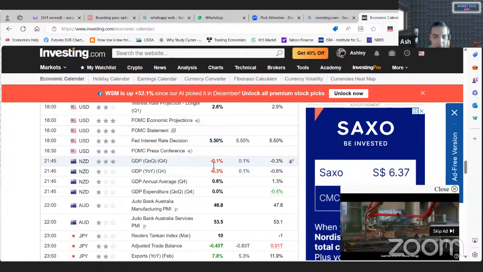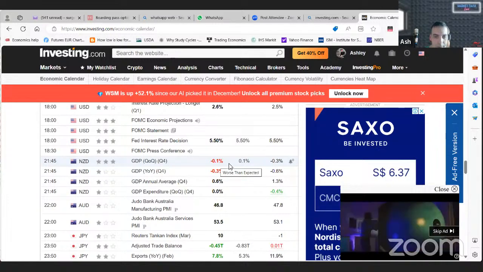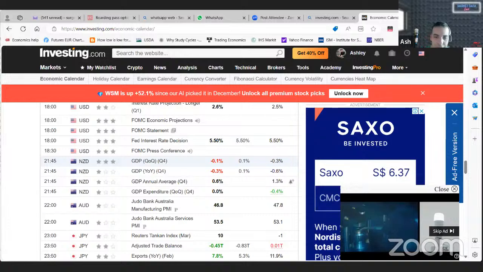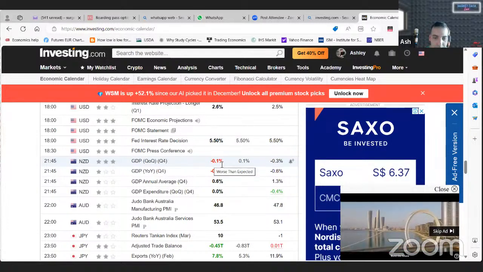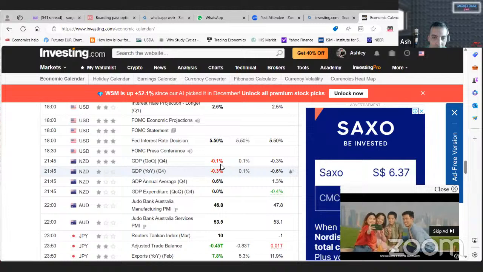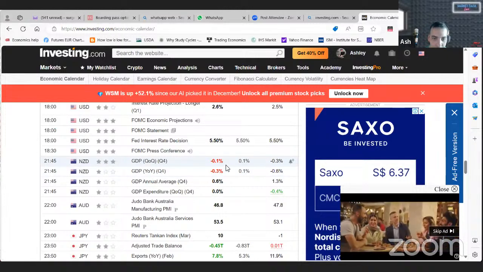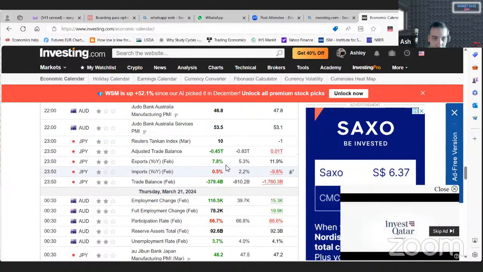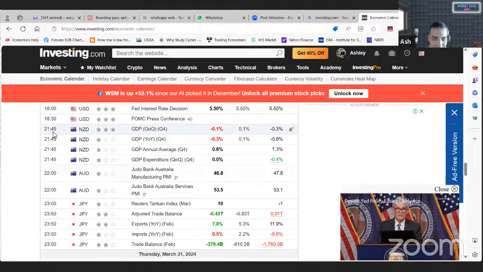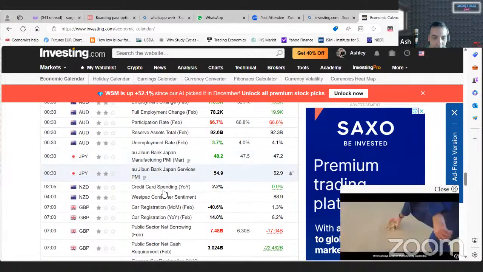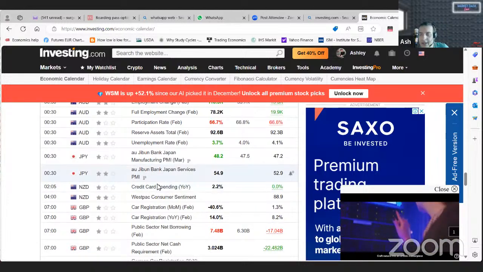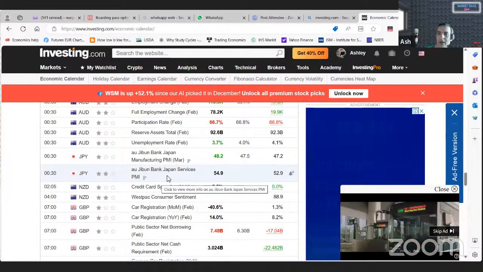So New Zealand announced they were in recession. That's what it was. Previous print, negative 0.3%. Most recent print, negative 0.1%. So New Zealand are in recession. Now that is not good. Now that was late on Wednesday. Now, was that compounded on Thursday? Now, of course, GDP is a lagging indicator. It's a lagging indicator of what's going on with the economy.